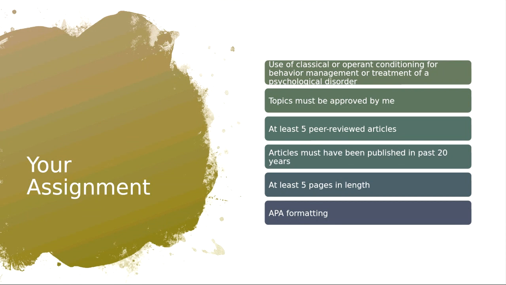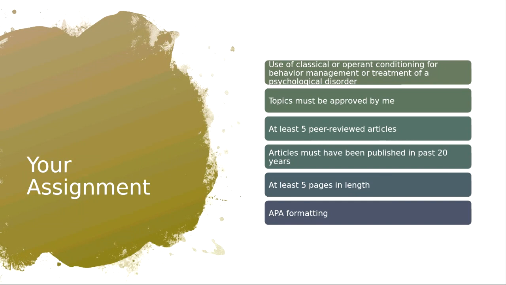You will need to include at least 5 peer-reviewed articles in your review. It can certainly be more than that. These need to be scholarly articles. So these are the types of articles you would find through your TSU Journal database, possibly Google Scholar, but these shouldn't be layman type of publications. The articles you use must have been published within the past 20 years, and your paper should be at least 5 pages in length, not counting your title page, your abstract, and your references. So the body of the paper needs to be 5 pages in length.